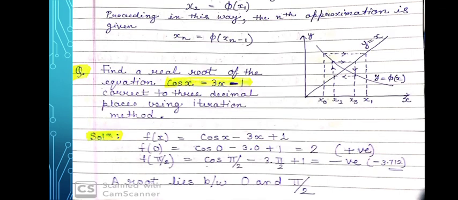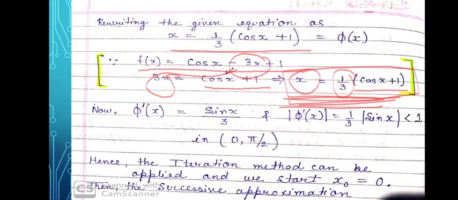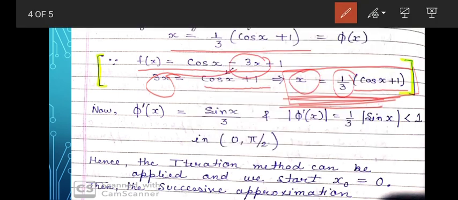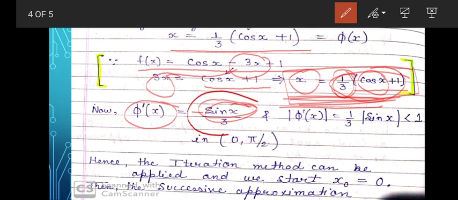Now next, x is equal to 1 by 3 cos x plus 1. Now we will differentiate it, phi dash x. If you differentiate this function, 1 by 3 is outside, so we write 1 by 3, and the differentiation of cos x is minus sin x. I have written sin x, but you can put minus here also. Plus 1, differentiation of 1 is 0. So here we will get minus sin x by 3.